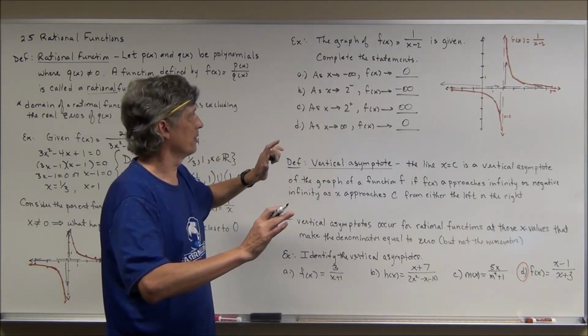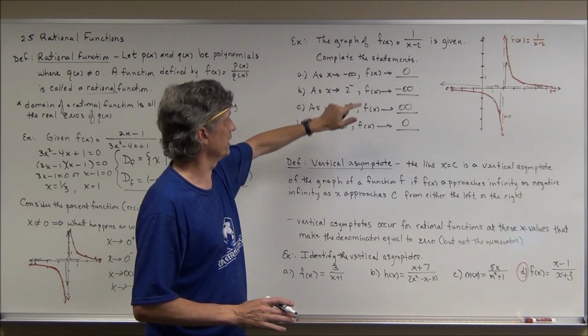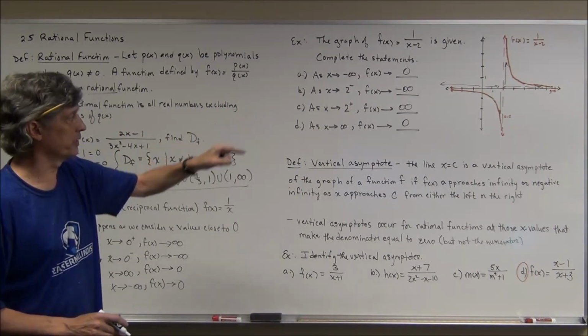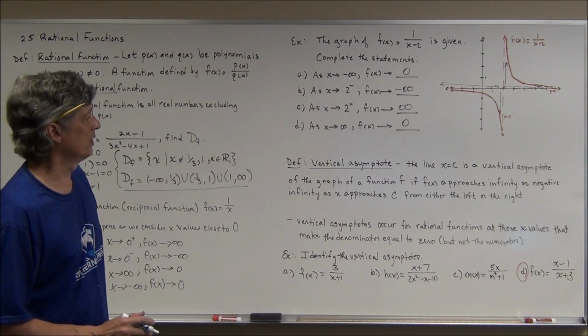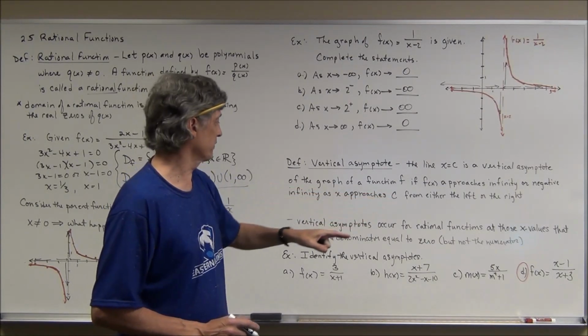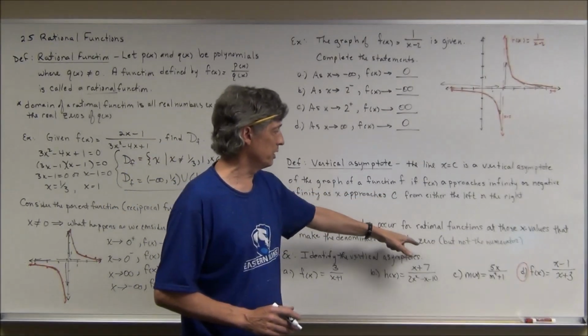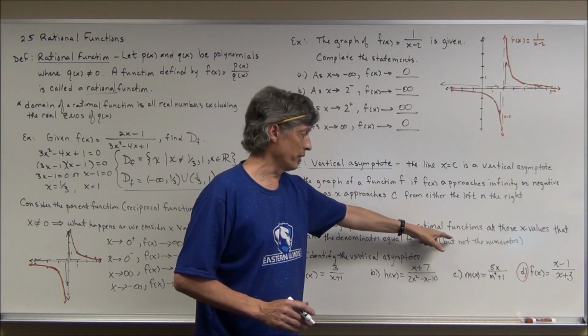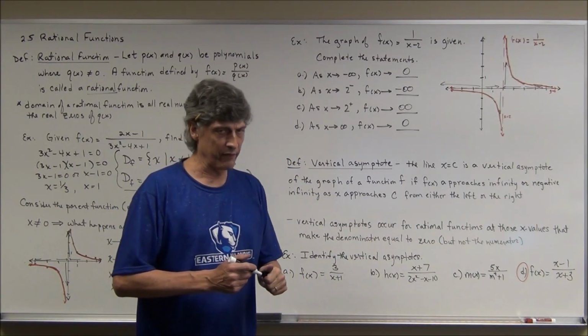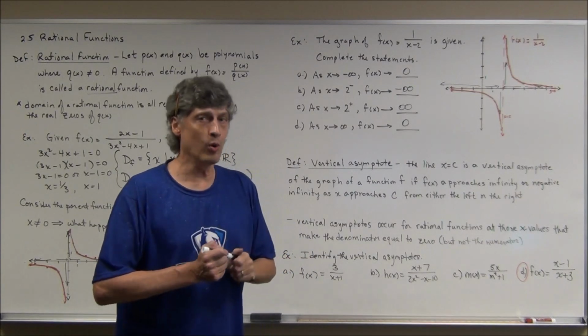That doesn't always happen. It could go to positive infinity as it approaches from the left, or negative infinity as it approaches from the right. This one can't, but other functions can. Vertical asymptotes occur for rational functions at those x values that make the denominator equal to 0, but not the numerator equal to 0. It can't make both. If it makes both of them 0, you don't have a vertical asymptote, you have a hole in your graph.